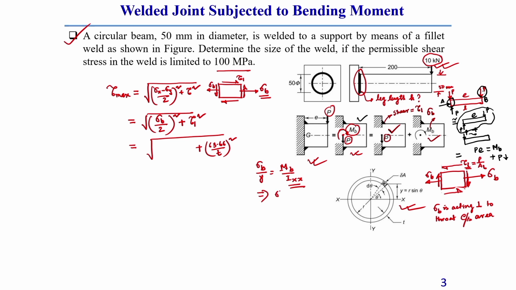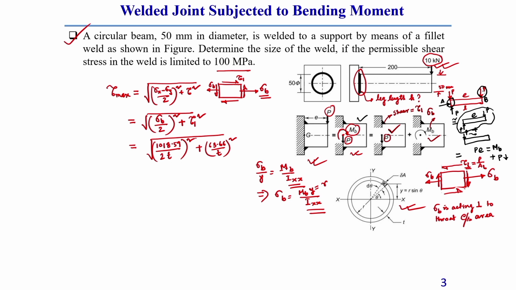So, from here you can get sigma b is equal to M b y by I, and here we should consider the maximum bending stress. So, this y should be the radius of this beam, r. Based on this formula for I xx, which I discussed in detail last lecture, we got sigma b equal to 1018 divided by throat thickness, 0.59 divided by throat thickness, on 2, whole square.